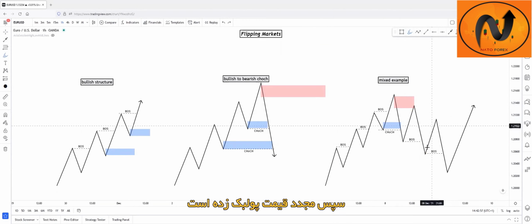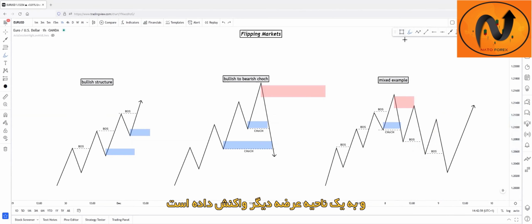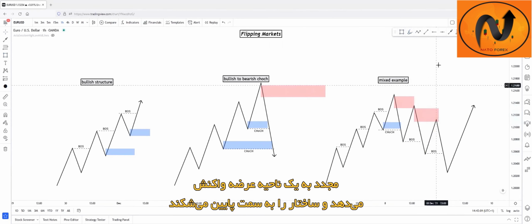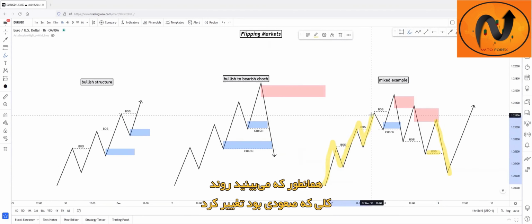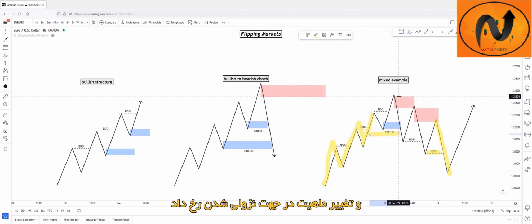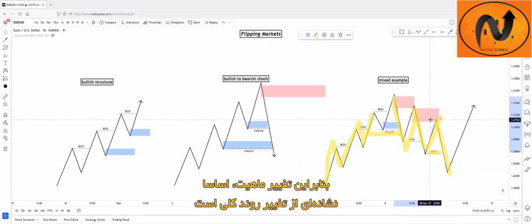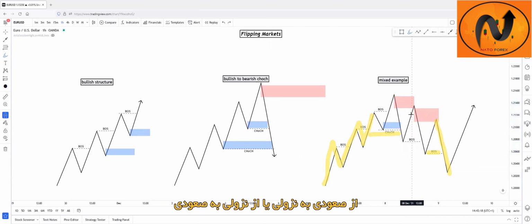After this, price did a pullback again here and reacted on another supply zone. I will just mark it, sorry. So it reacted on another supply zone. After that, it broke structure to the downside again. So as you can see, the overall bullish structure changed character, changed into a bearish structure. So change of character is basically changing the overall trend from bullish to bearish or from bearish to bullish.